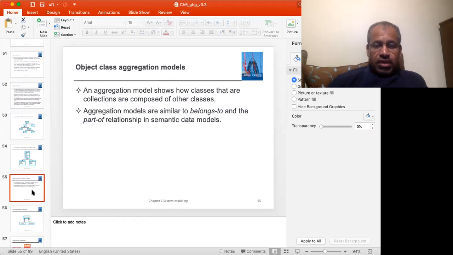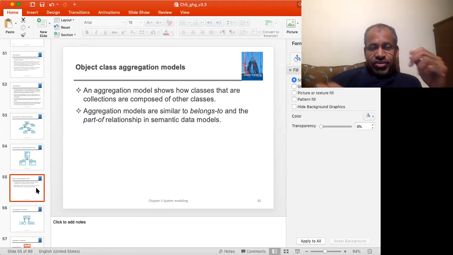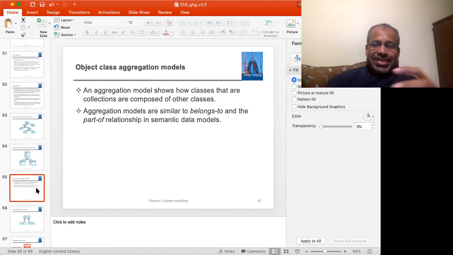Right. An aggregation model shows how classes that are collections are composed by the class. Sometimes I put some classes together to get a higher level class. This is not inheritance. We're not talking inheritance here. We're talking about collecting things together, combining things together, composing things together.